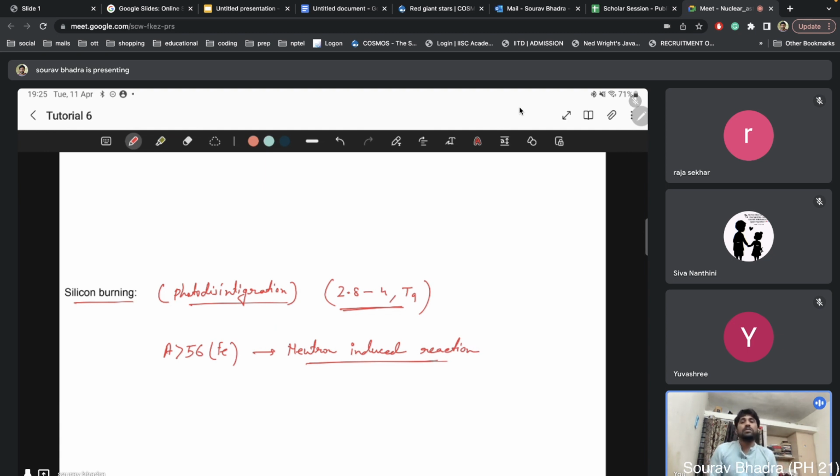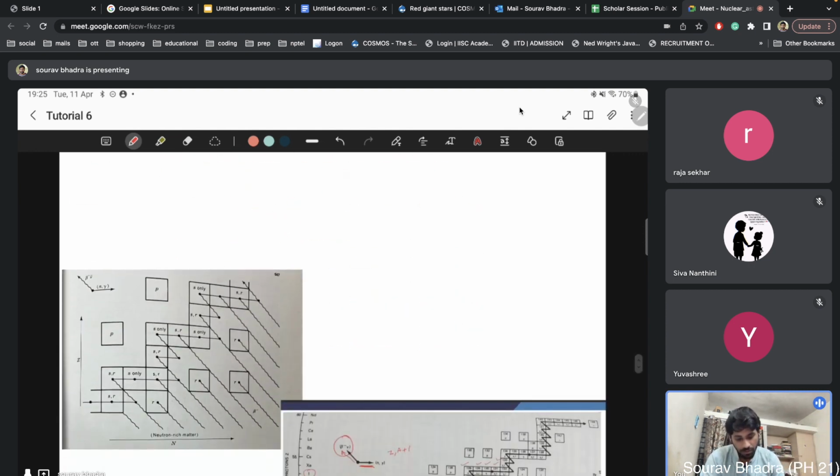Till now I have told you about proton fusion, I mean proton burning, then helium burning which gives rise to carbon burning, which gives rise to oxygen and neon. Neon gives rise to silicon, oxygen can also give rise to silicon, then silicon burning proceeds and gives higher and higher order elements.